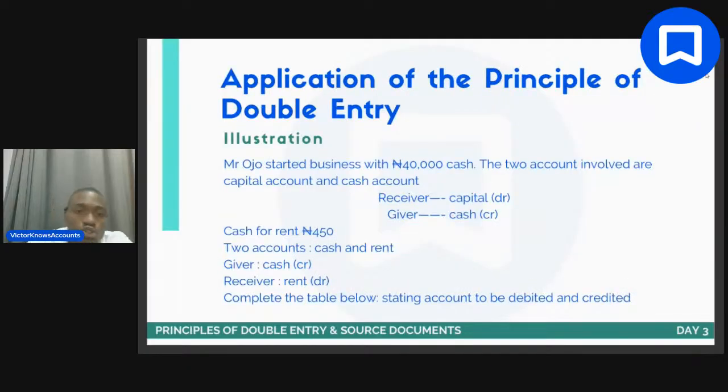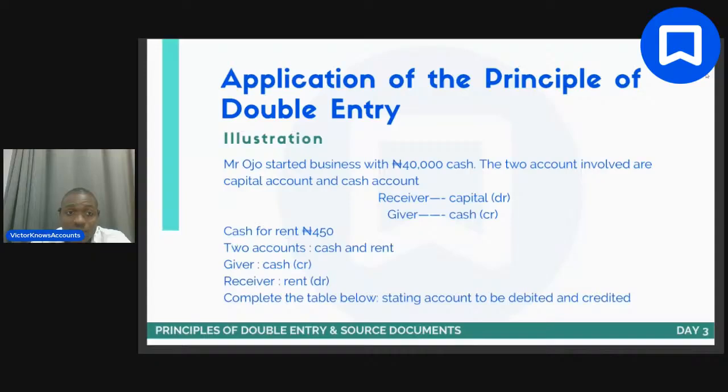Illustration. Mr. Ojo started business with 40,000 naira in cash. The two accounts involved are the capital account and the cash account. Now, this will take you back to your understanding of concept and convention. We said once somebody starts a business, the business entity concept applies, which means the business is separate from the owner. So if Mr. Ojo started business with 40,000 naira cash, who are the two parties to this transaction? Mr. Ojo and his business.